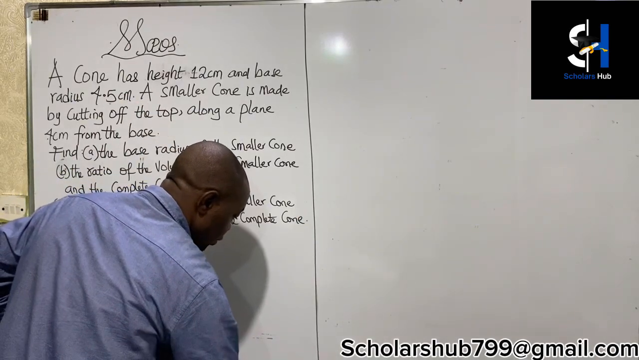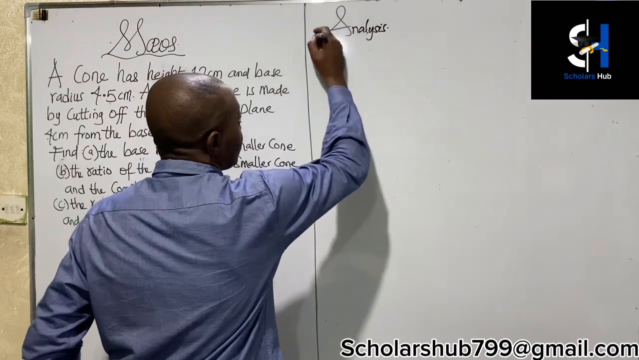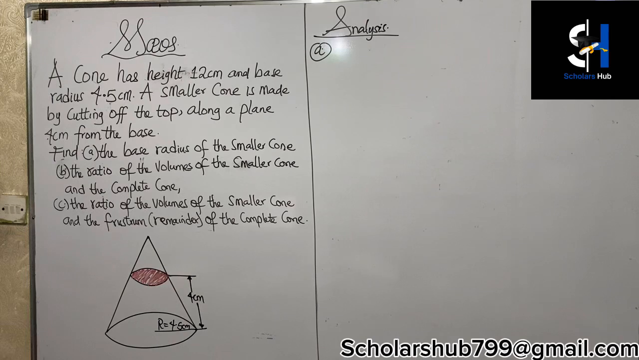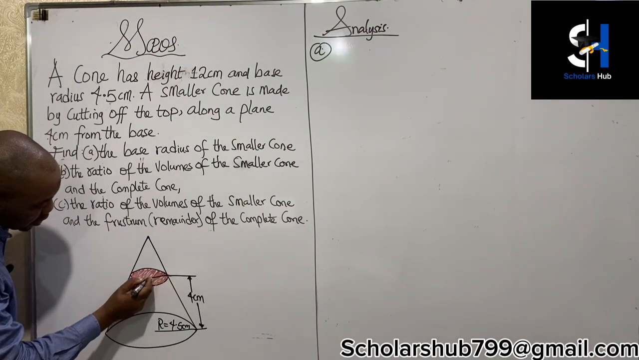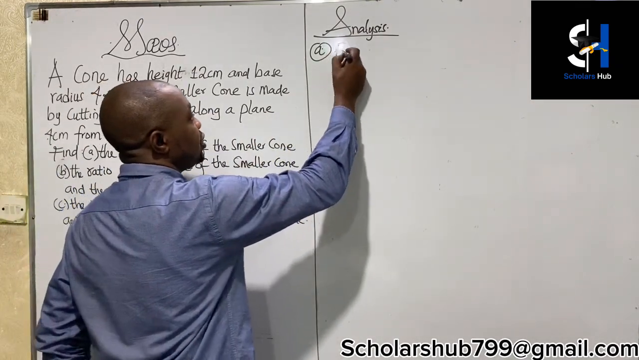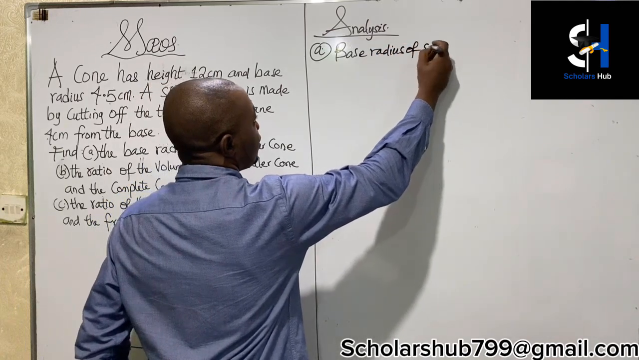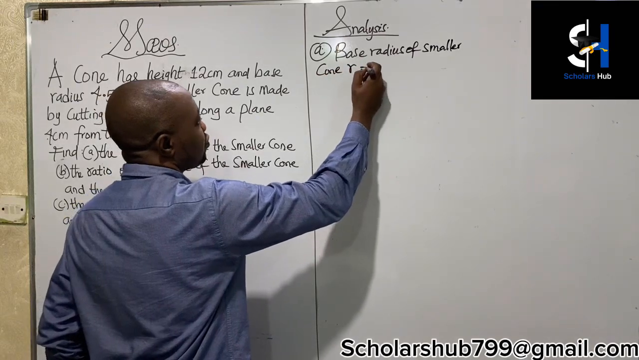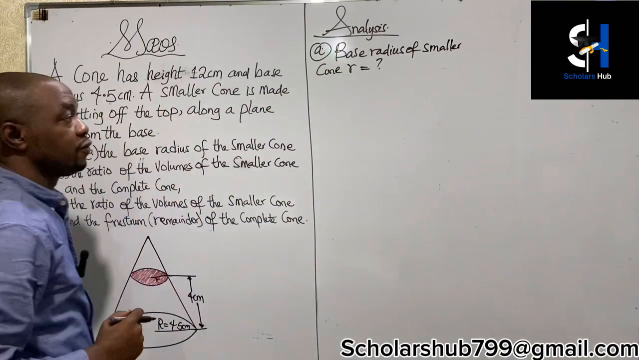Let's have our solution. The first question is about the base radius of the smaller cone. To calculate the base radius of this smaller cone, let the base radius of the smaller cone be r. That is the unknown value.